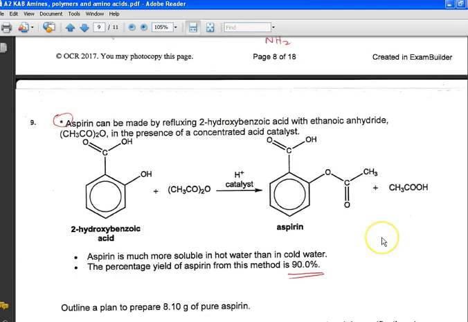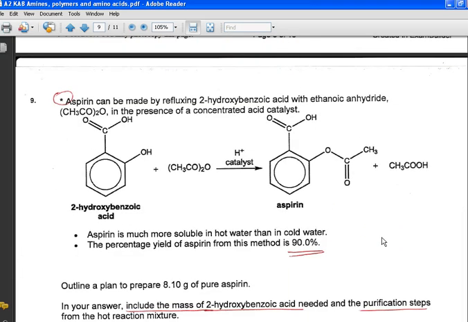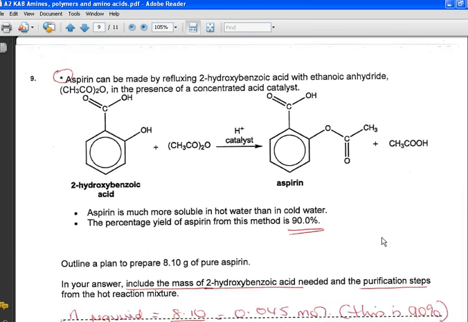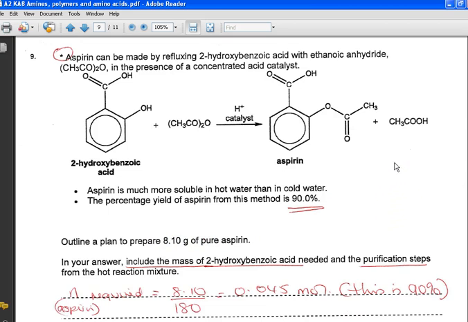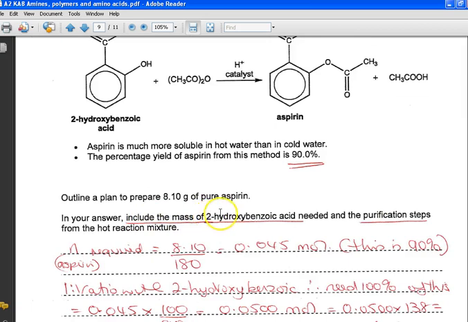Right, question 9. I was a little bit surprised that I don't think anybody managed to calculate what a 90% yield would be from this information you're given: 8.10 grams of pure aspirin. So basically this 8.10 grams is the 90% yield, isn't it? Because you're preparing that much, you need to know how much to start with to get a 90% yield that produces 8.10 grams of aspirin. And it tells you in your answer you have to include the mass of hydroxybenzoic acid needed and the purification steps from the hot reaction mixture.